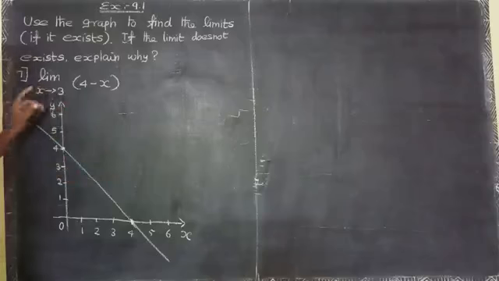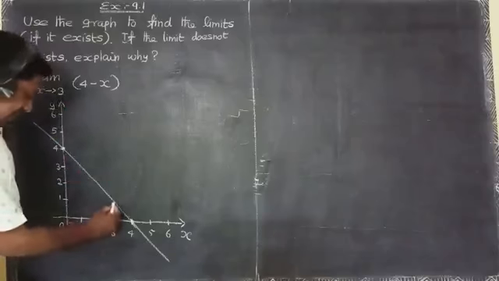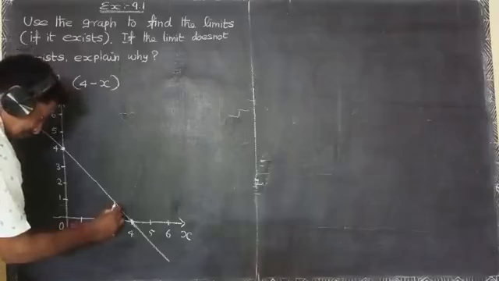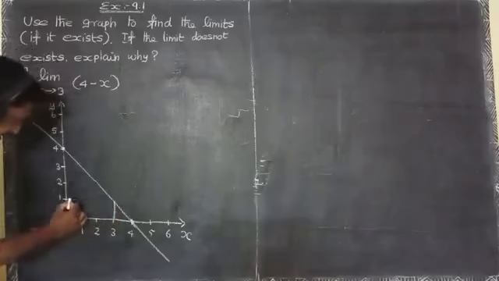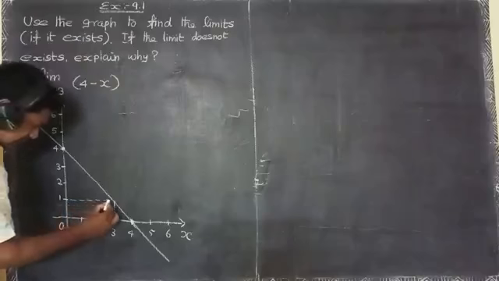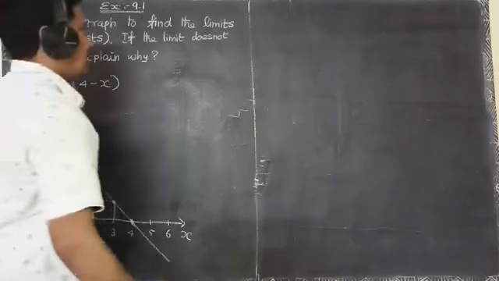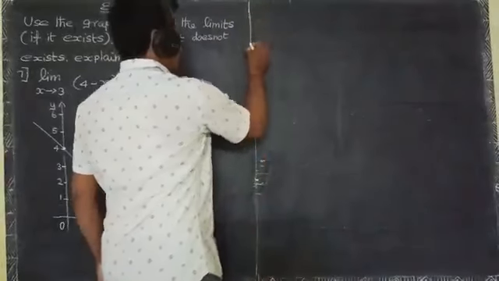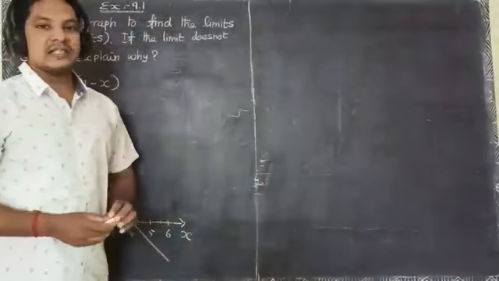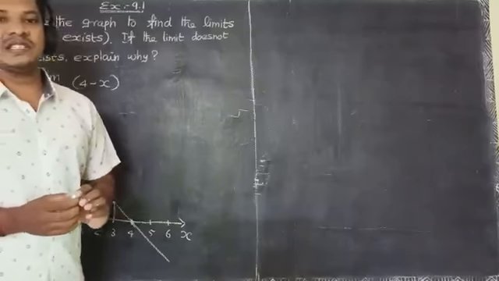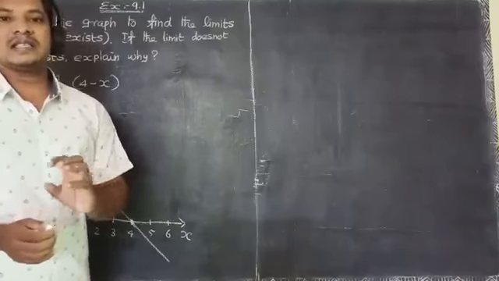X approaches 3. Okay, we check into these points. Here the limit exists or does not exist. How to identify whether the given function has the limit or does not exist.